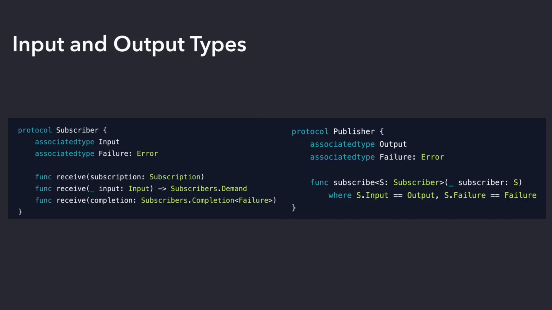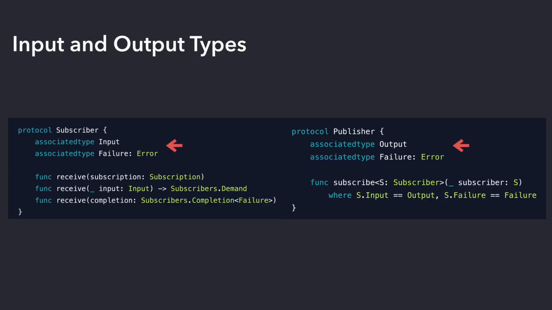As you can see in this example or in the definition of the subscriber and publisher protocols, we have for the subscriber an input type, for the publisher an output type. And for both of them to communicate, we need to make sure that the input type and output type really match. Same is true for the failure type. So in order to make this happen, we can use operators. We're going to see that in practice in a second.